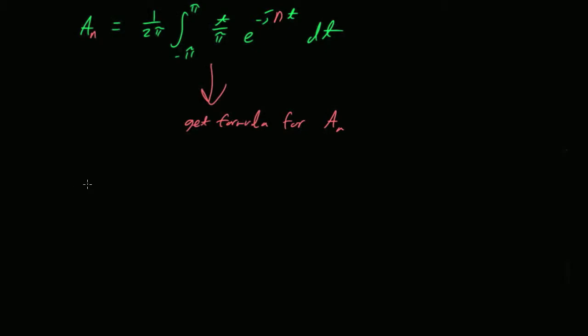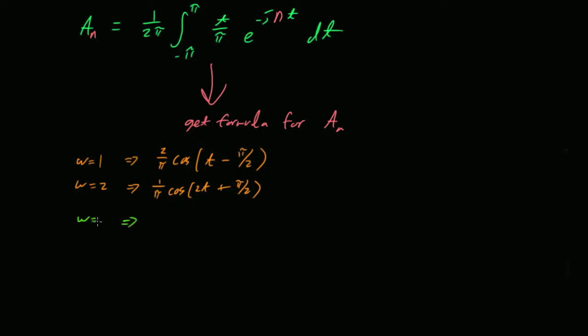For omega equals 1, it was 2 over pi cosine of t minus pi over 2. What do you think the third harmonic is going to give us? It's going to be 2 over n pi, right? Because here n equals 1, here n equals 2, cosine of nt. And the shifts, they're going positive, negative. Right, the shifts are going to go back and forth. That I can just tell by eyeballing.